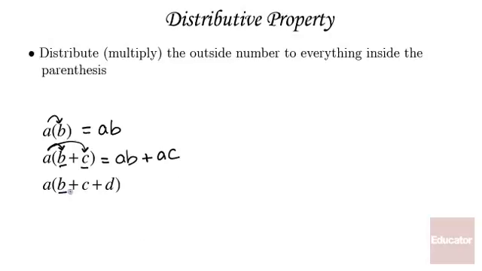This one, there's three numbers on the inside. So I take my outside number, multiply it to that one. It's going to be A times B, and then separate using that plus, A times that one, so it's AC. And then I have a third one, so I separate it with that plus, and then A times D. So you're just multiplying the outside number to everything inside the parentheses.